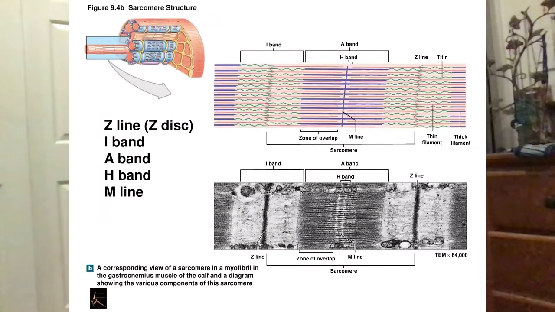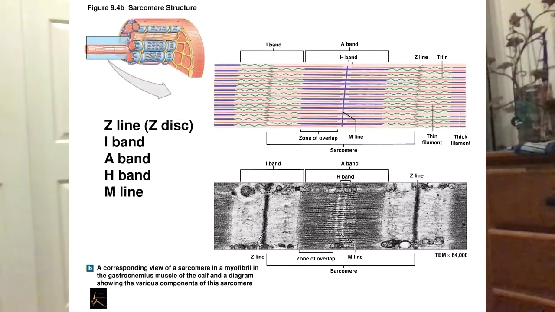Within the A band, I mentioned there is an overlap of actin and myosin, so we actually refer to that as the zone of overlap. And again, that's also labeled within here.